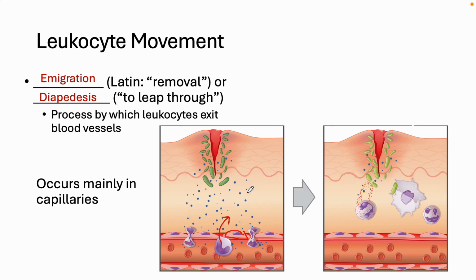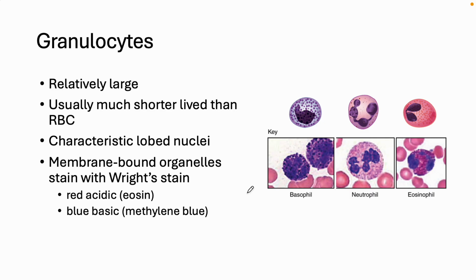All right, so let's talk about the different types of leukocytes, starting with the granulocytes. So the granulocytes are relatively large. They typically are going to be short-lived compared to red blood cells. Remember, red blood cells were typically alive for about 120 days or so, or utilized for 120 days. The granulocytes are going to be shorter, more on the time scale of days or maybe weeks.